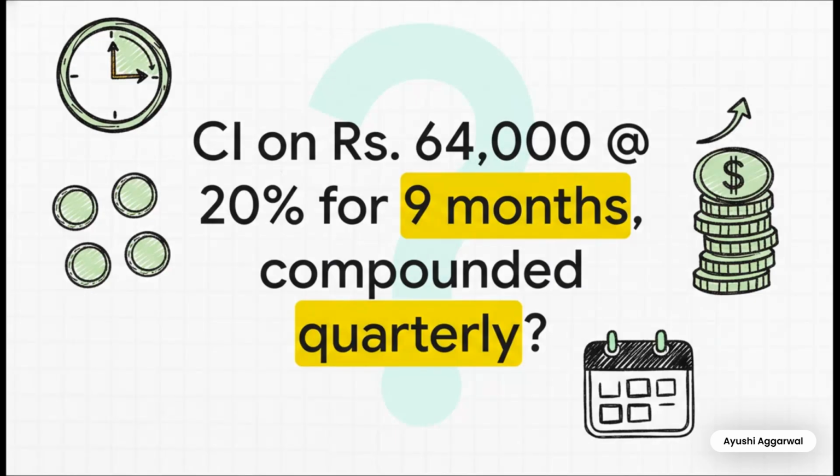Okay, let's take it up a notch. This time, the principal is $64,000, the rate is 20% per annum, but the time is 9 months, and it's compounded quarterly. This is another very common format. So how would you handle 9 months and quarterly? Have a think about it.